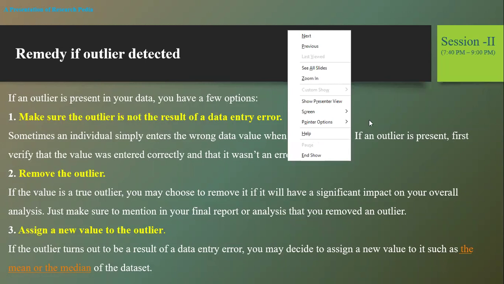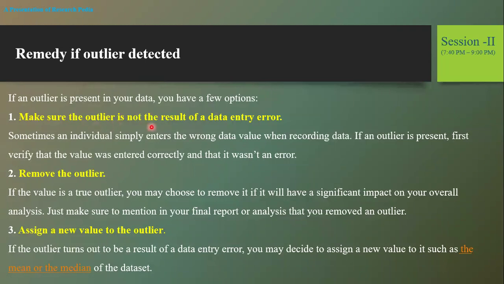The first strategy is to make sure the outlier is not the result of a data entry error, because sometimes we enter our data in haste or hurry, and we make some wrong entries in our data set. So you need to verify whether there is a wrong entry, or whether some of the responses are out of range due to wrong data entry. Sometimes an individual simply enters the wrong data value when recording the data. If an outlier is present, first verify that the value was entered correctly and that it was not an error.